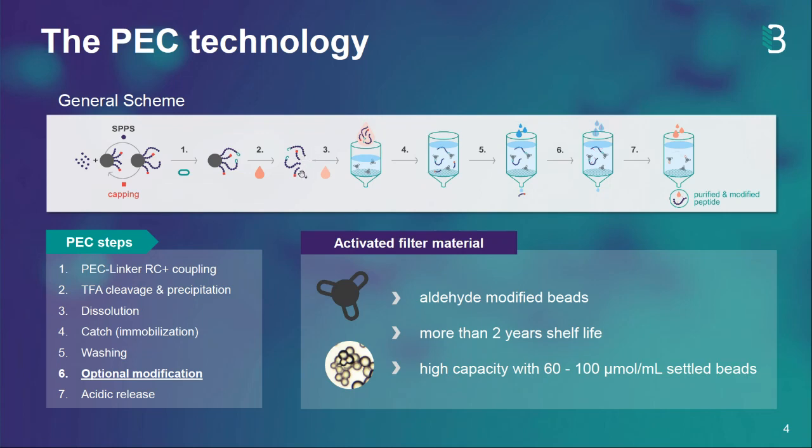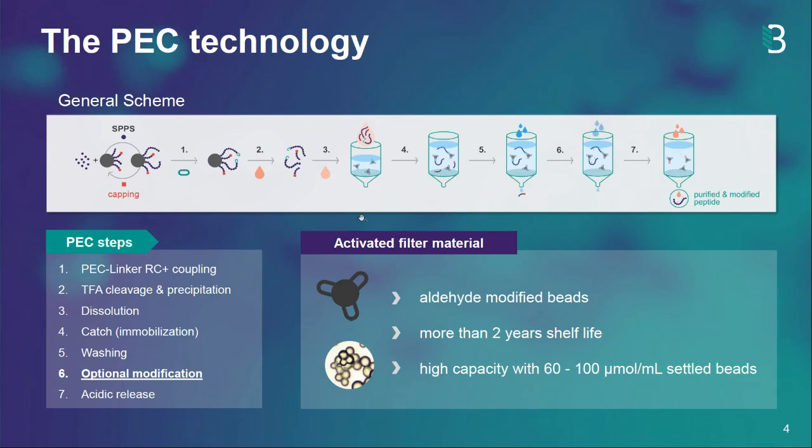Here the peptide is dissolved, and of note, you are really flexible in the choice of solvent, which is a significant difference compared with HPLC, where you are really restricted to the solvents that you can use for the purification. So now that the peptide crude is dissolved, it's added to a fritted cartridge holding some activated filter material.